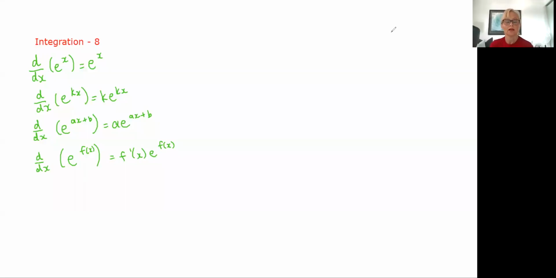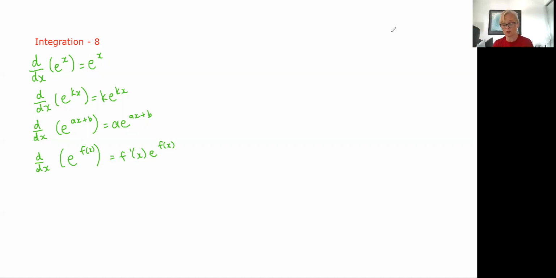We're now ready to talk about integration of e to the x and various combinations involving e to the x. Remember, e is a very special number. It's an irrational number. It's a transcendental number. It's approximately 2.71, but it is impossible to give it exactly as a decimal. As a decimal, it is non-terminating and non-recurring. So the only way to write that number exactly is to write it as e.